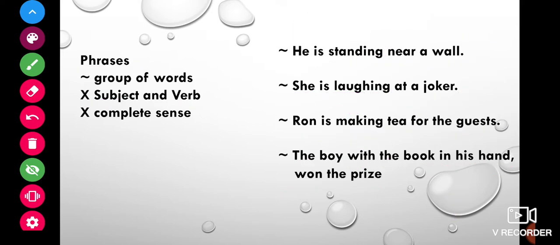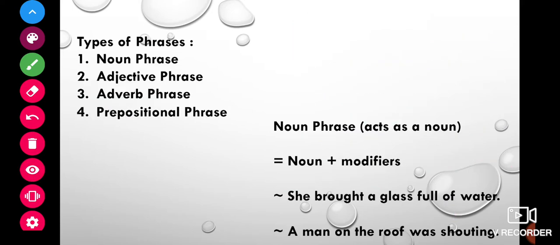Now let us move ahead. Types of phrases. In this chapter we will be studying 4 types of phrases: noun phrase, adjective phrase, adverb phrase and prepositional phrase. Let us look at them one by one. Let us start with noun phrase. So noun phrase acts as a noun. A noun phrase always starts with a noun and it has a modifier with it.